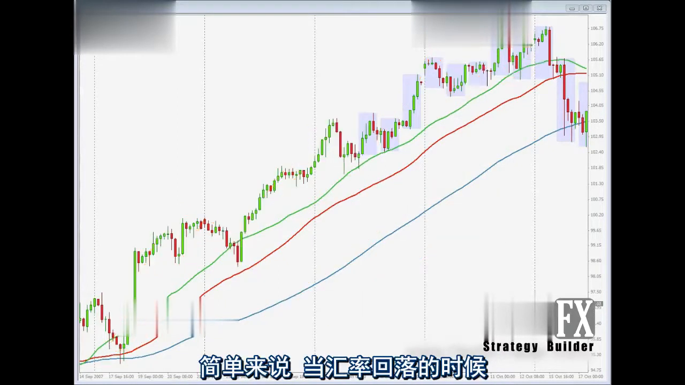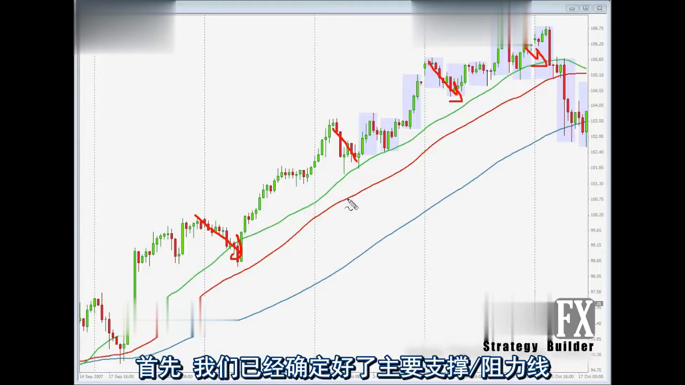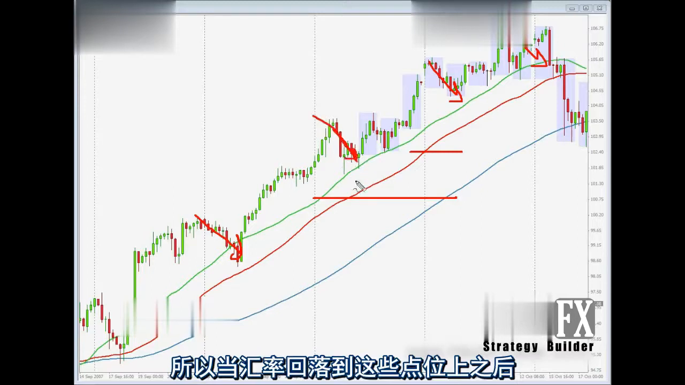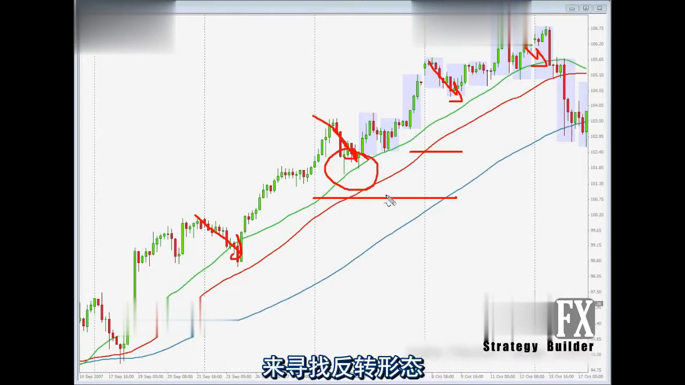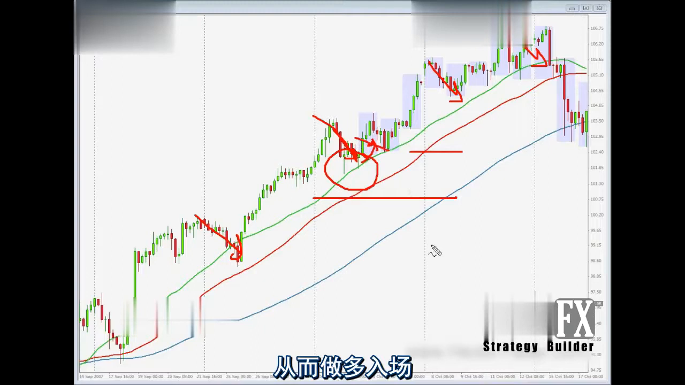Okay, basically what I do is, as price is retracing back to the dynamic area of resistance, I mark my strongest levels of support and resistance, and then as price retraces back to those levels, I zoom into the short time frames and I search for reversal formations in order to identify a possible change in the direction of the future price action, and therefore enter a long entry. Long if I am in an uptrend, as in this case, hopefully riding a new swing to the upside.